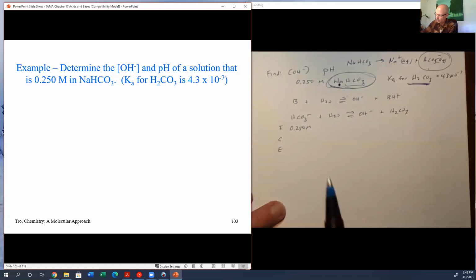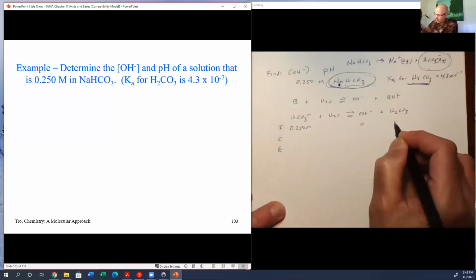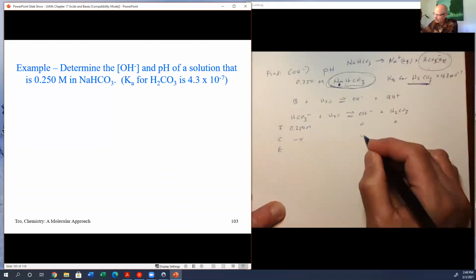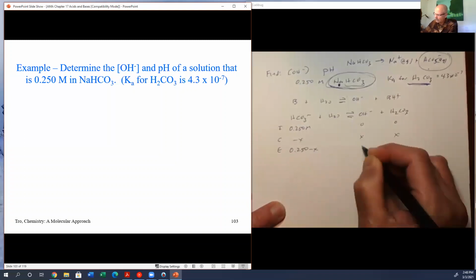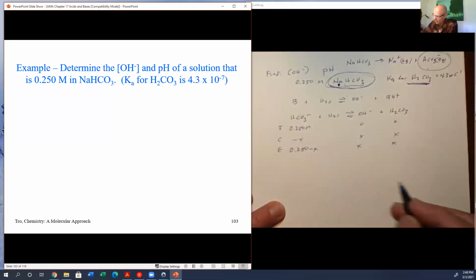All right, so 0.250 molar, 0, 0, minus X, X, X, 0.250 minus X, X, X. So then this is the equation, the equilibrium constant for this.